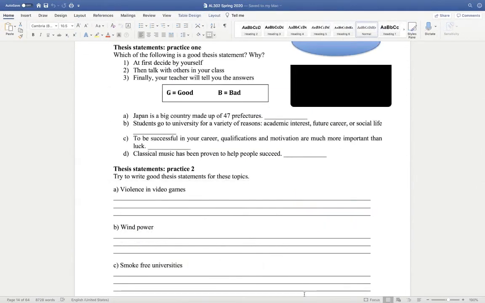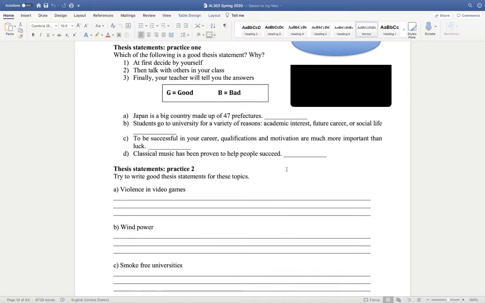Because writing a thesis statement is probably the most difficult part, we're going to have some practice. Okay, so which of the following is a good thesis statement and why? Just think about it. Is this good, A, B, C, D, good or bad, good or bad, good or bad? Okay.